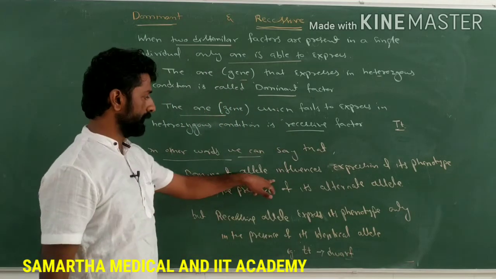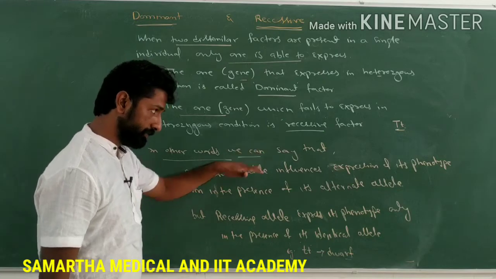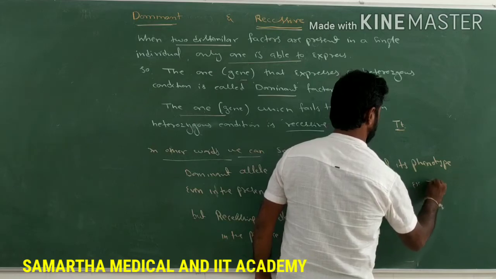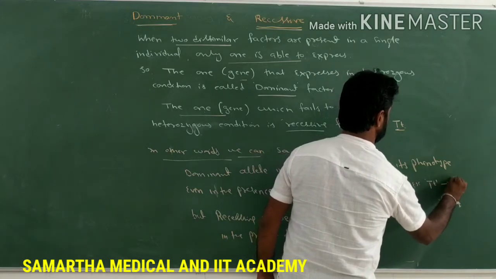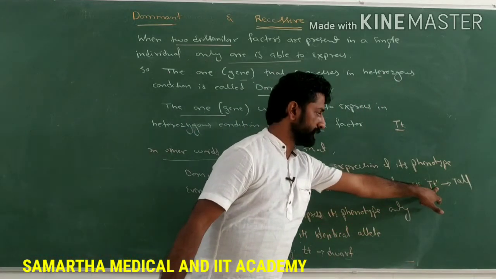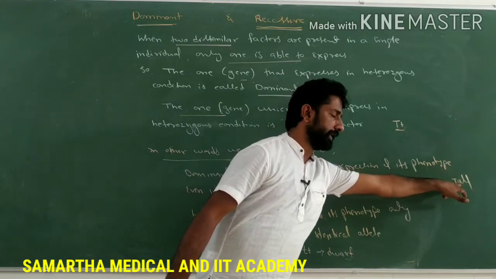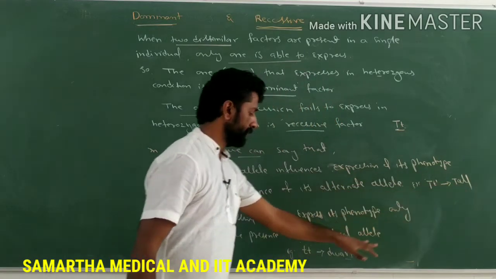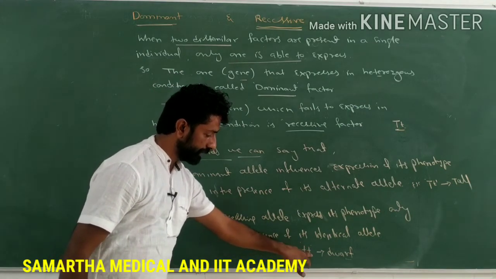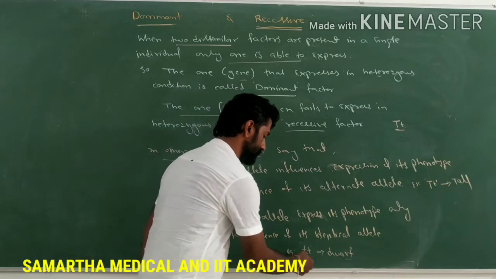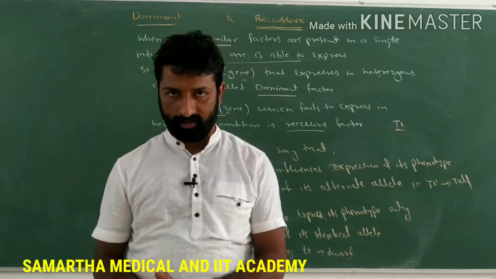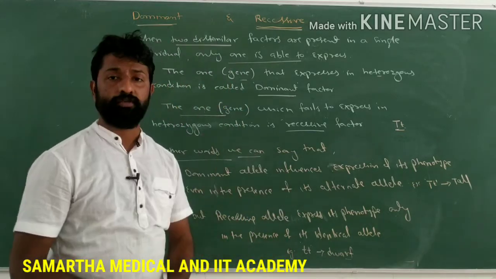But here, the dominant allele influences the expression of its phenotype even in the presence of its alternate allele. Here, for example, capital T and small t codes for tallness, the tall plant. Is it clear? Even in the presence of its alternate allele, the allele expresses its own phenotype. But the allele which expresses its phenotype only if the identical allele is present is called a recessive allele. So this is the concept of dominant and recessive. Make a note of these points now.